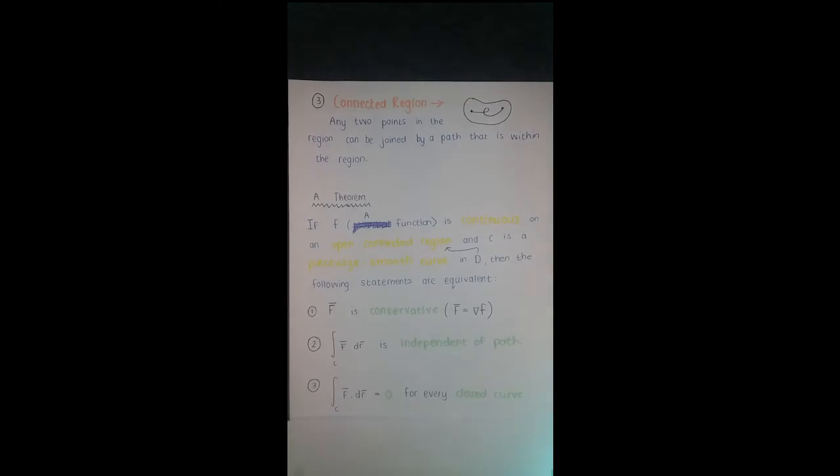So this all just means that if you have a function that is continuous in a certain open connected region, and C is a curve within this region, then a vector field along that curve would be conservative if it is equal to the gradient vector field of that function.